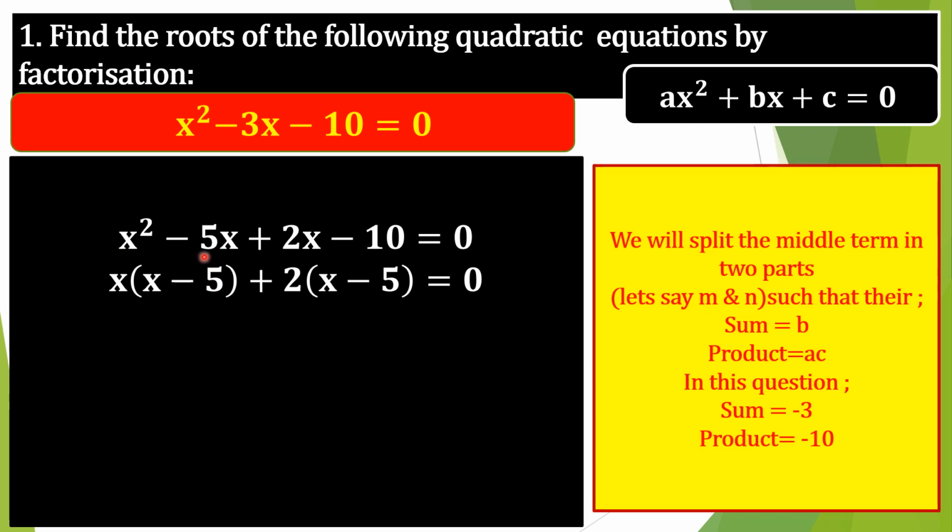The first two terms, x square minus 5x, x is common in both, so x is taken out common, and within the bracket we are left with x from here and minus 5 from here. Plus, from these two terms we take 2 common, we are left with x and minus 5. So one trick or clue for you: whatever comes inside the bracket in the first two terms, that only will be in the second bracket, right? Whatever is here should be here.